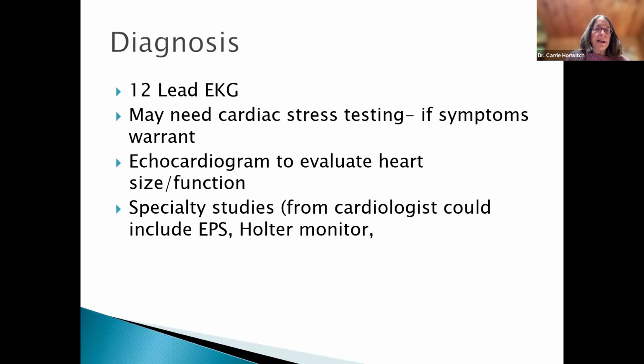You do want to get, again, an EKG. If there isn't anything urgent, they may need some additional testing, but a lot of times I'm already going to be talking to my cardiologist about next step for this person.